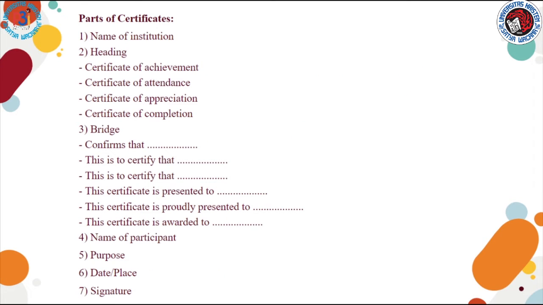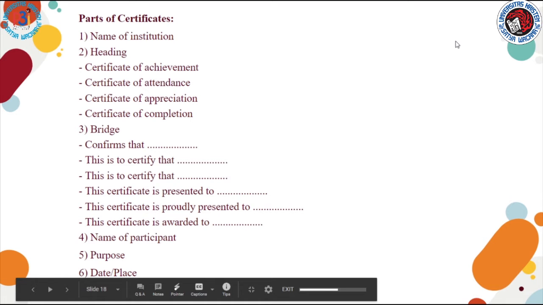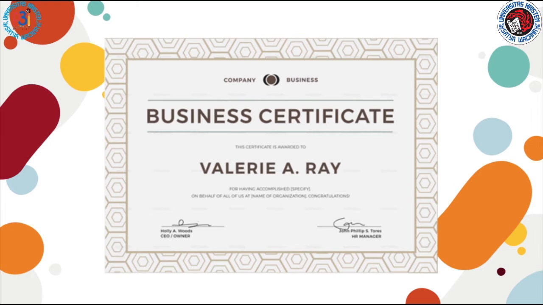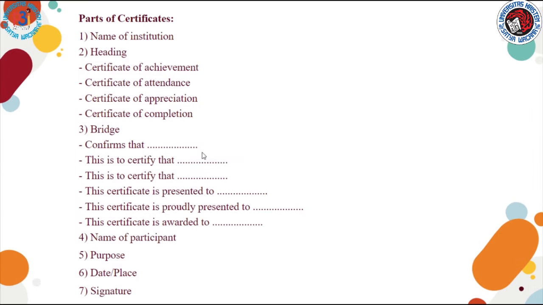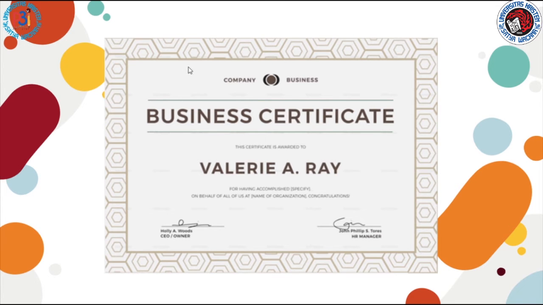Now is the time to talk about the parts of a certificate. For the parts of a certificate, I have an example. Here is the certificate. Can you guess what kind of certificate this is? Yes, that's right, it is business because it is written here, business certificate. So the first thing you need to write is the name of the institution. The name of the institution here is Company Business.